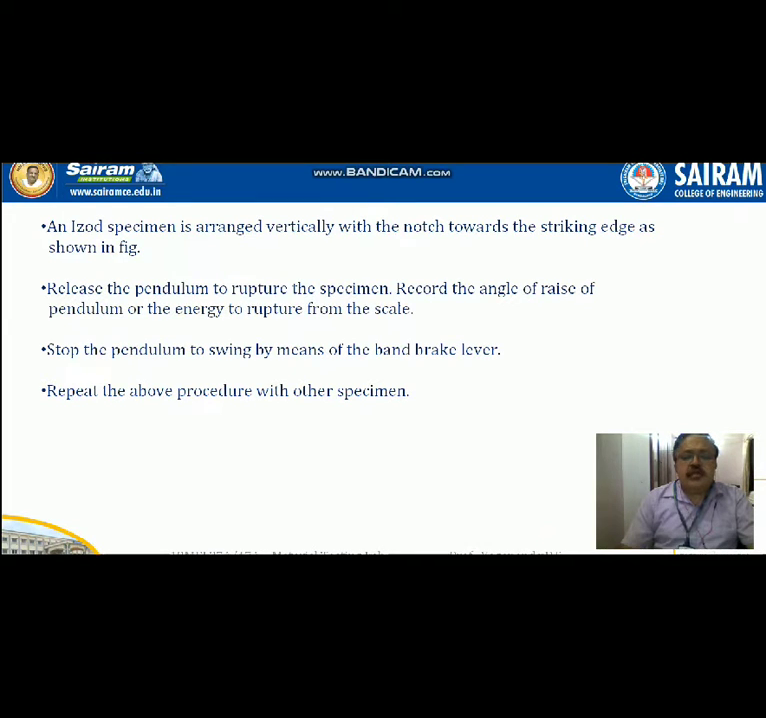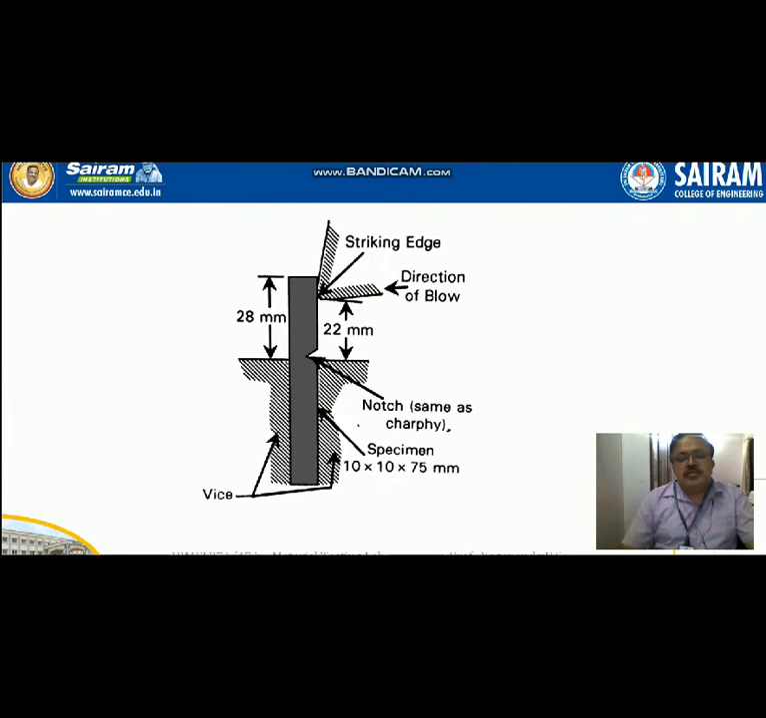Release the pendulum to rupture the specimen. Record the angle of rise of the pendulum or the energy to rupture from the scale. Stop the pendulum from swinging by means of the hand brake. Repeat the above procedure with the other specimen.